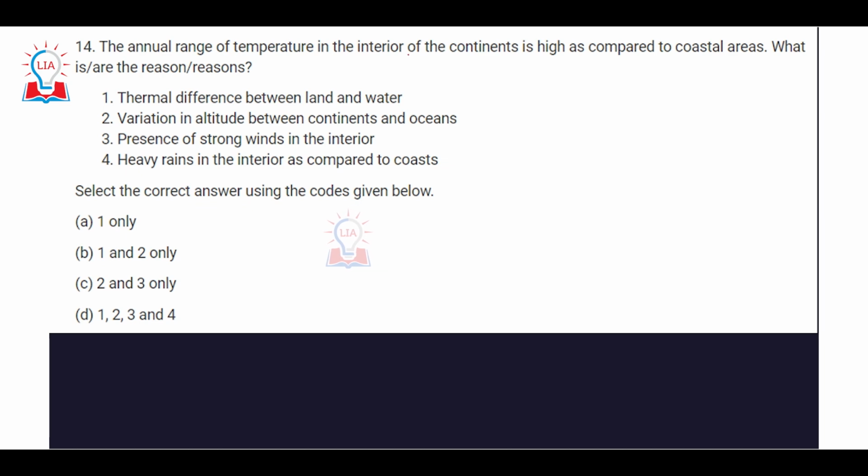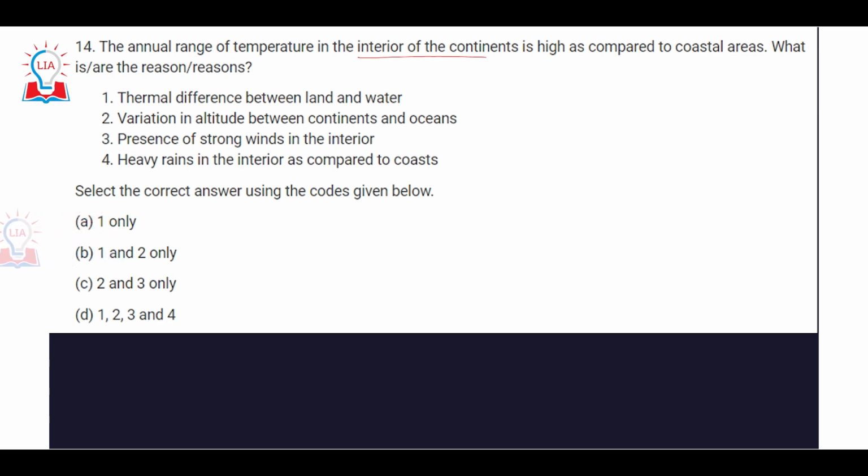The next question is related again to the climatology, where it has been asked that the annual range of temperature in the interior of the continent is high as compared to the coastal areas. What are the reasons behind that? Thermal difference between land and water, variation in altitude between continents and ocean, presence of strong winds in the interior, and heavy rains in the interior as compared to coast.